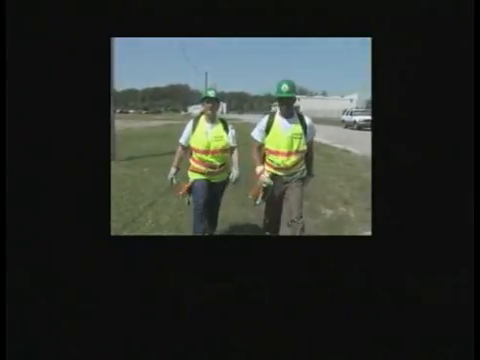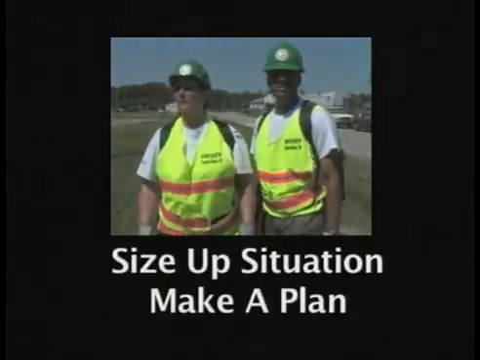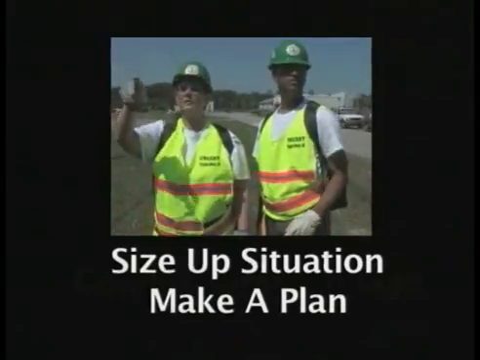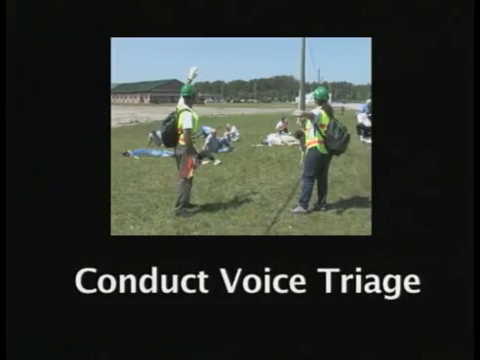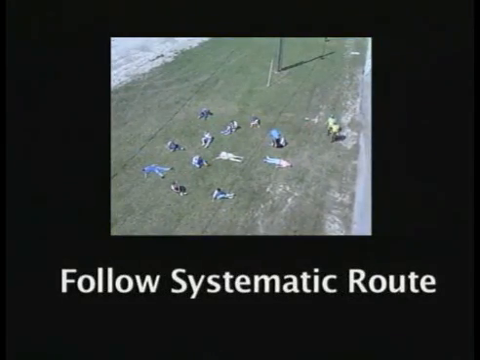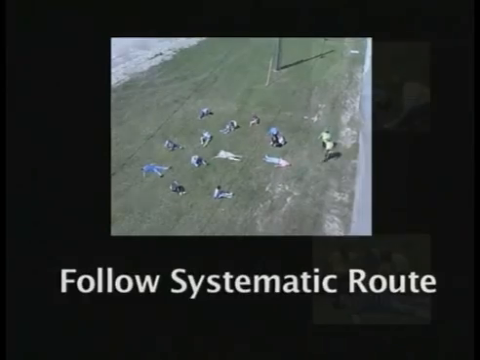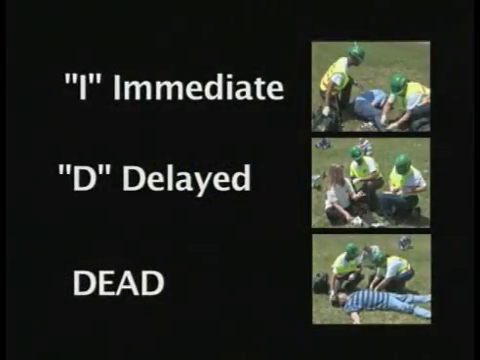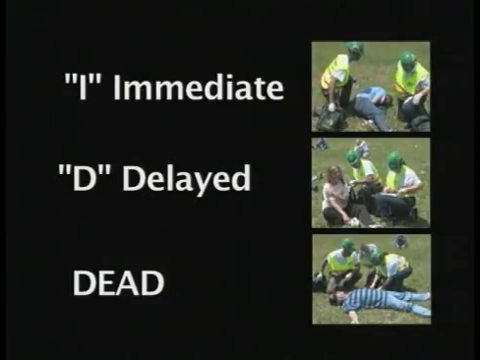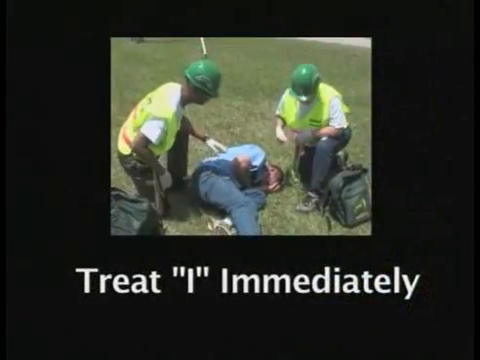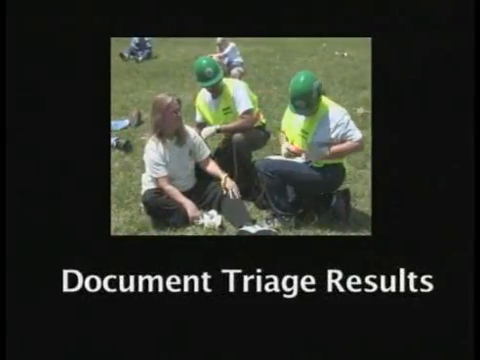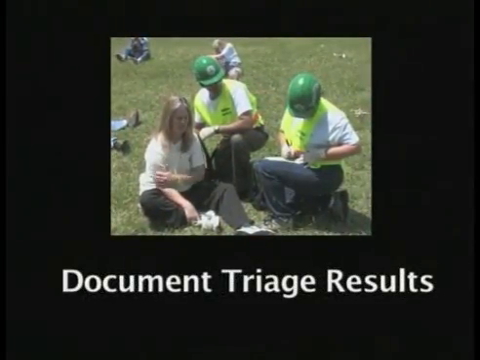There are 6 steps to conducting triage. Step 1. Size up the situation and make a plan. Step 2. Conduct voice triage. Step 3. Follow a systematic route. Step 4. Triage and tag each victim I, D, or dead. Step 5. Treat I victims immediately. Step 6. Document triage results.